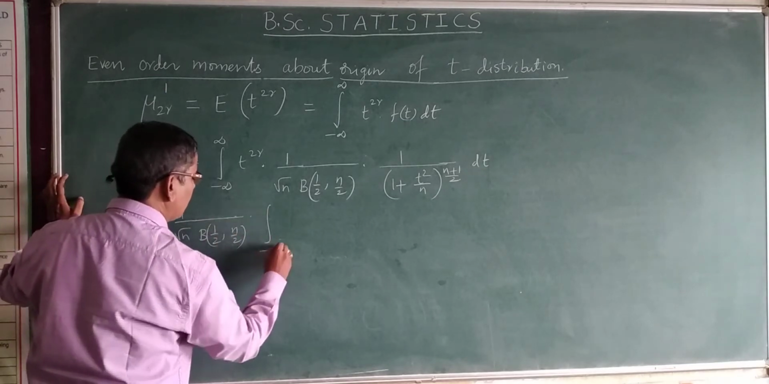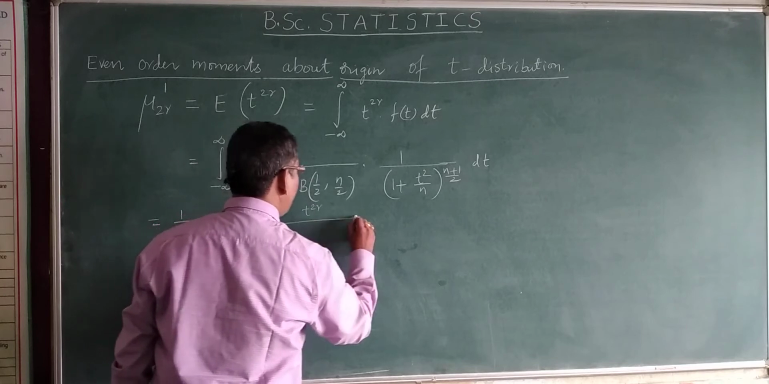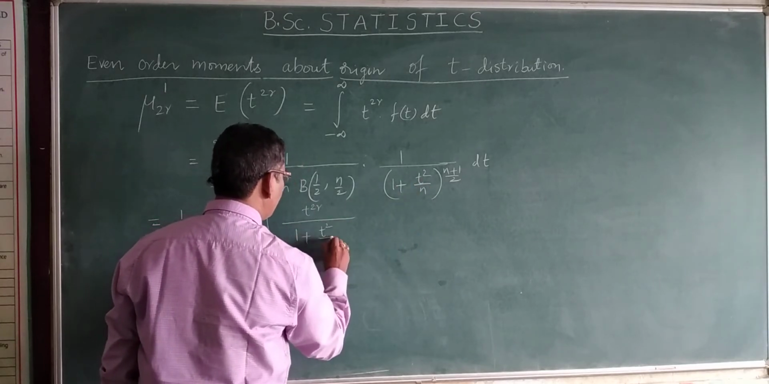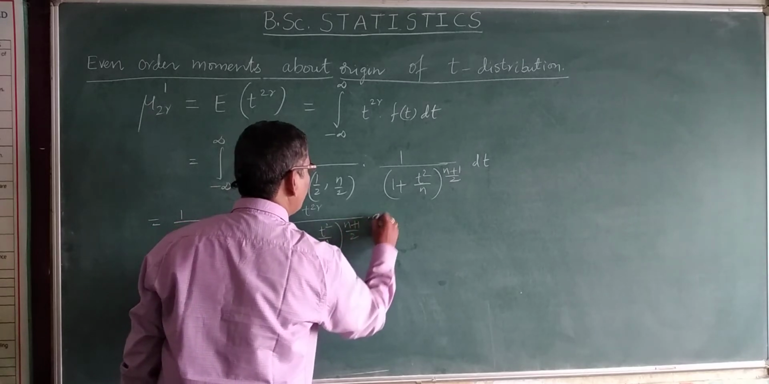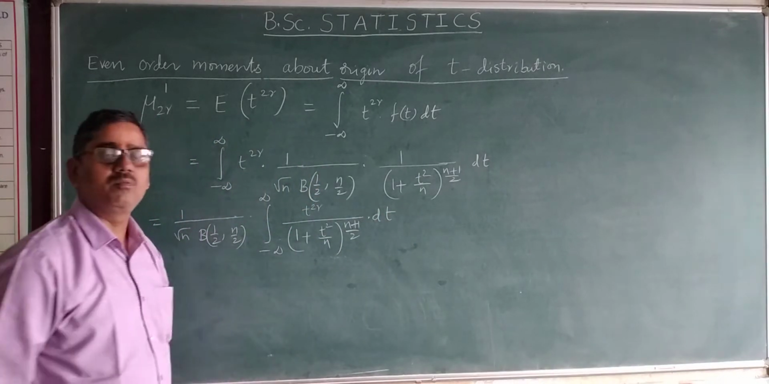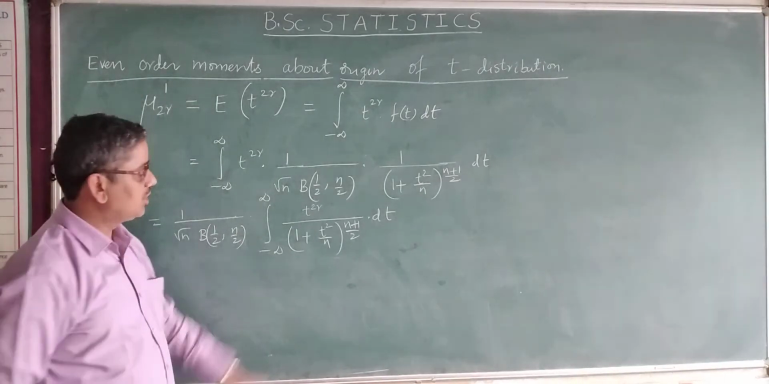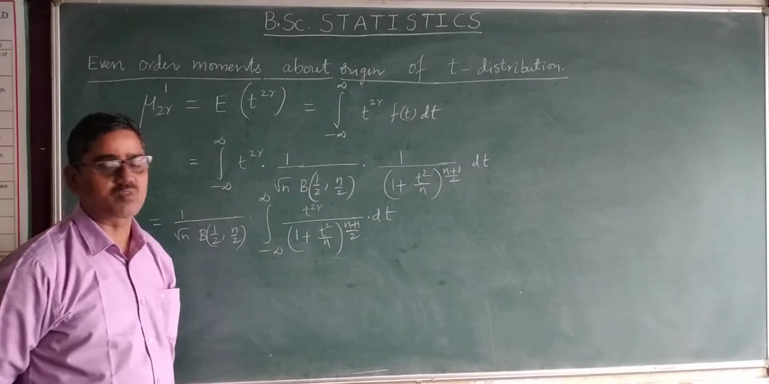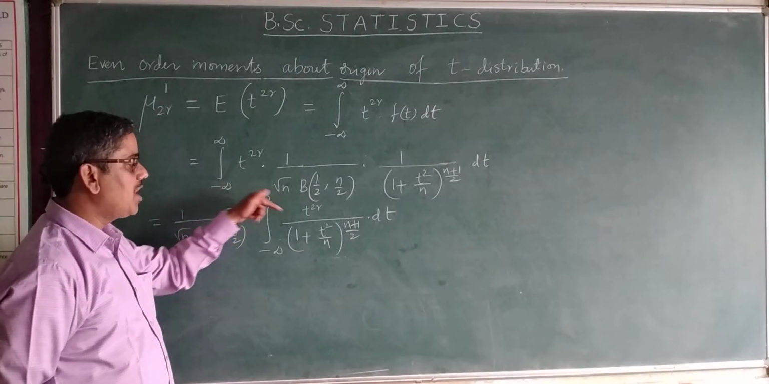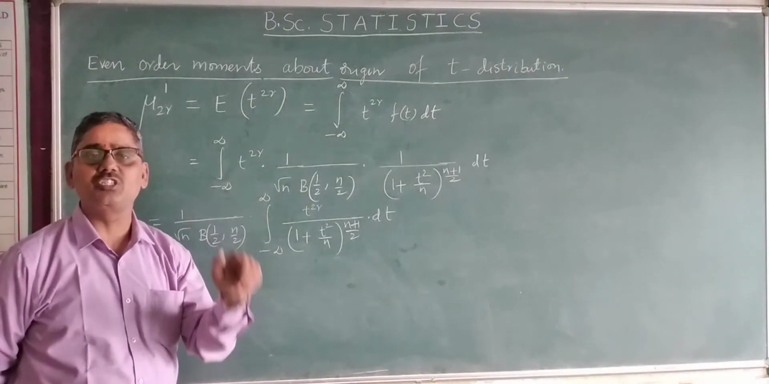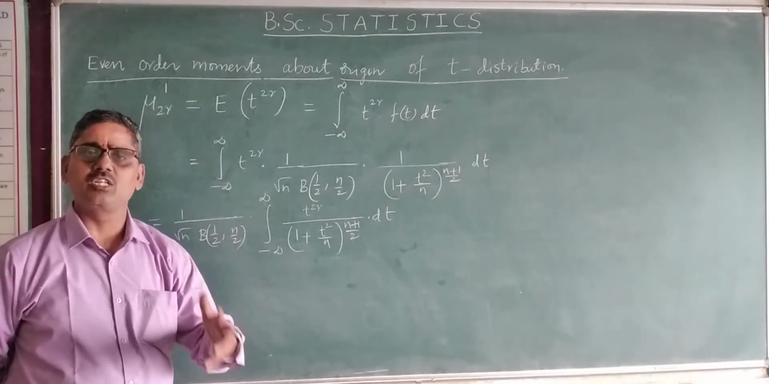multiplied by integral minus infinity to infinity, the remaining function, t power 2r divided by 1 plus t square by n the whole power n plus 1 by 2, dt. You see, t power 2r is an even function. So this entire thing, t power 2r over 1 plus t square by n whole power n plus 1 by 2, is an even function. The integral from minus a to a of an even function can be expressed as twice the integral from 0 to a of f of x. If f of x is even, it is twice the integral 0 to a of f of x dx.